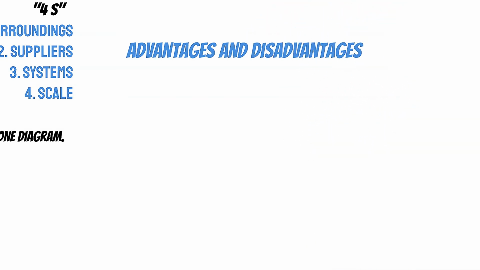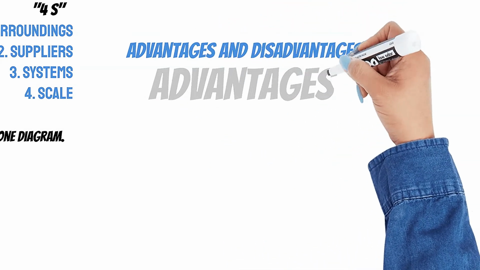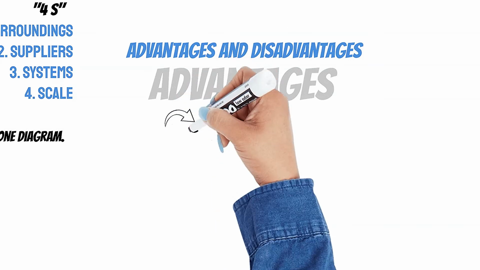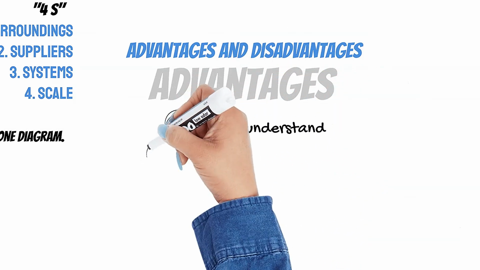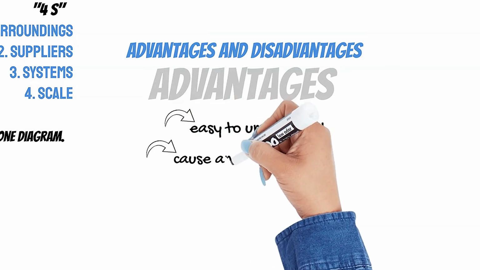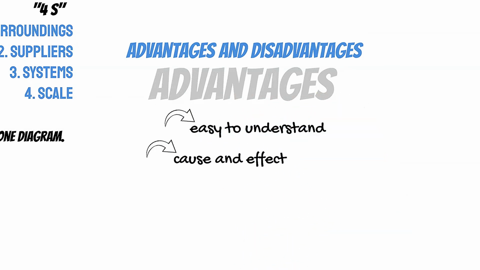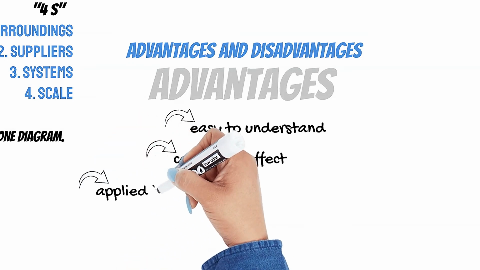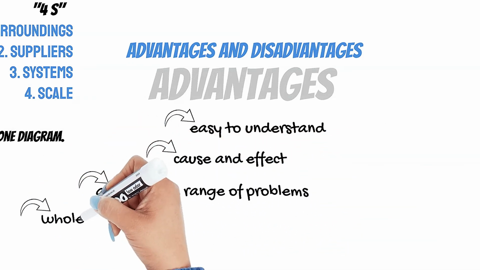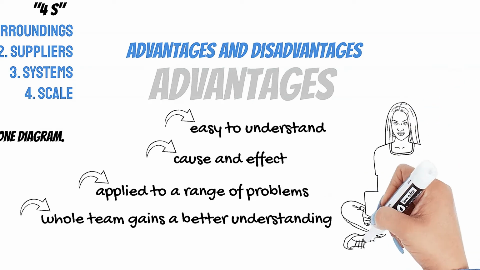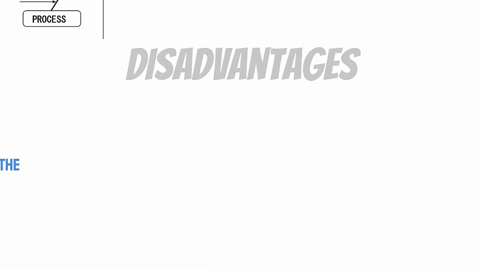There are several advantages and disadvantages associated with Fishbone diagrams. In terms of advantages, they are easy to understand and clearly show the relationship between cause and effect. They help find the most likely cause of the problem. They can be applied to a range of problems, and the whole team gains a better understanding of the issues.